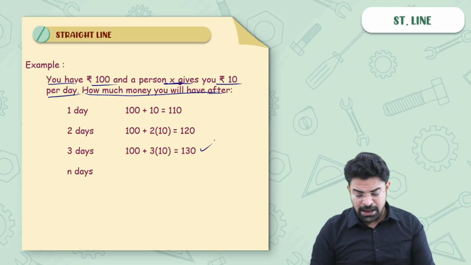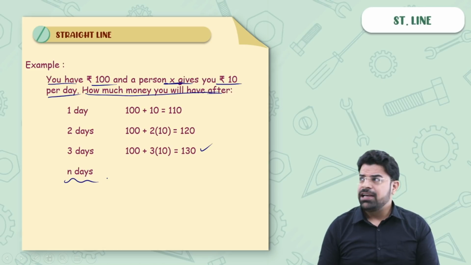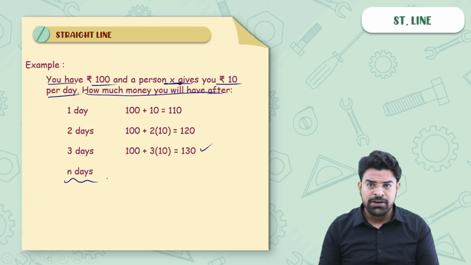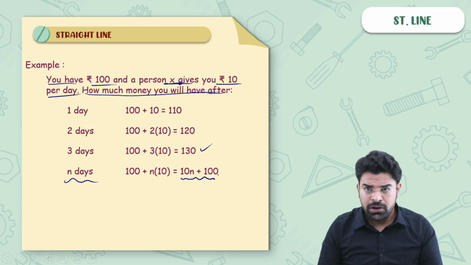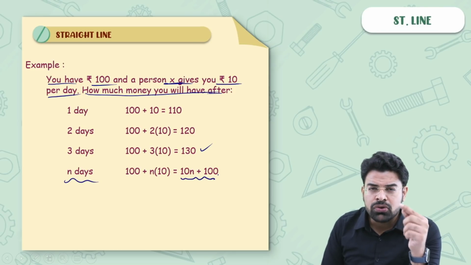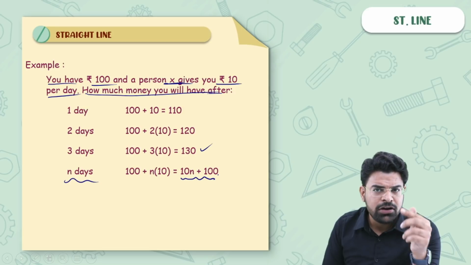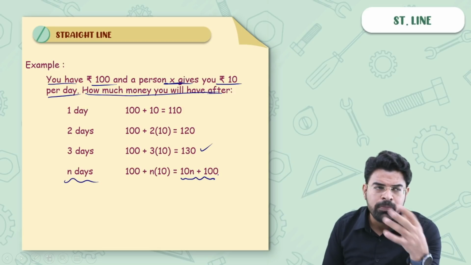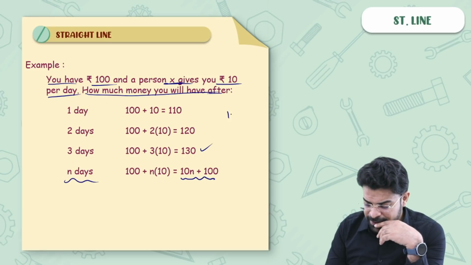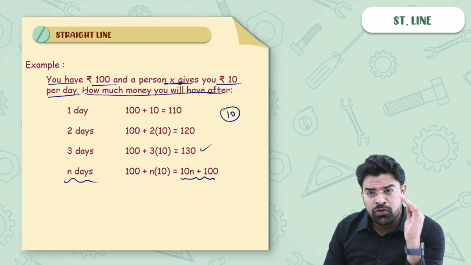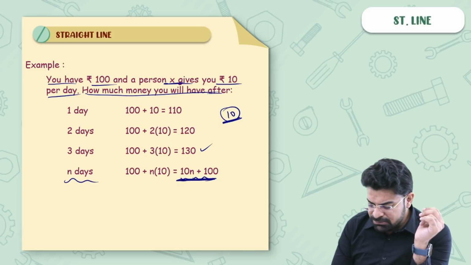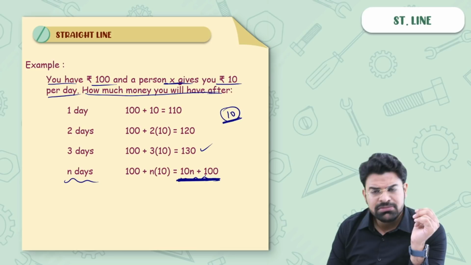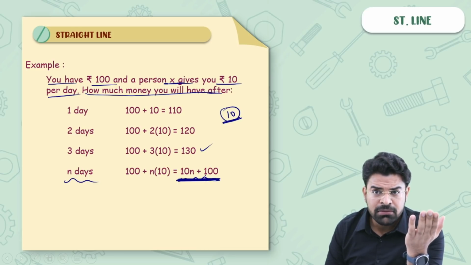How much money will you have after n days? So, sir, I already had 100 and in n days the person will give me n into 10 rupees. So what I will have is 10n plus 100 rupees. Now see here, what is the rate of growth of your money? How much does your money grow per day? It increases by 10. So the rate of growth of money per day is 10. What is this, 10n plus 100? This is the amount of money that I have after n days.